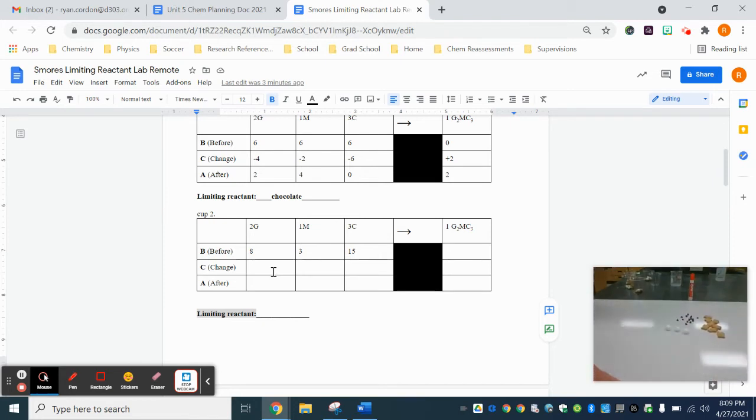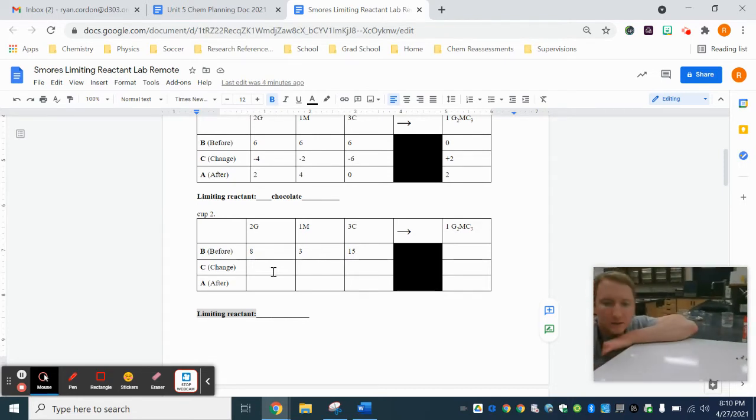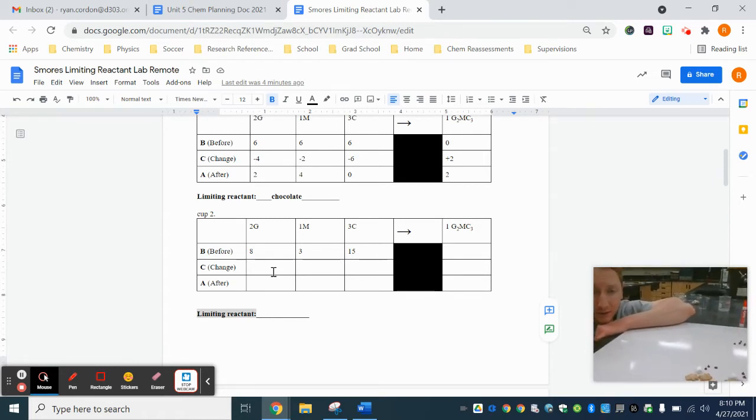Every time to make a s'more, we need 2 graham crackers, 3 chocolate chips, and 1 marshmallow. So that makes 1 s'more: 2 graham crackers, 1 marshmallow, 3 chocolate chips. Another: 2 graham crackers, 1 marshmallow, 3 chocolate chips. And then at this point, we have graham crackers left, we have chocolate chips left, but we don't have any marshmallows left. So I can't make any more s'mores because marshmallows was the limiting reactant.